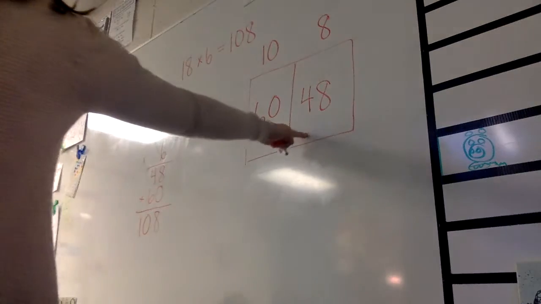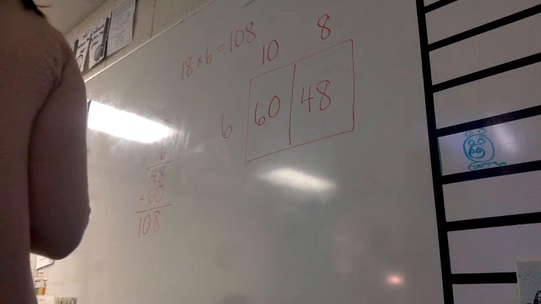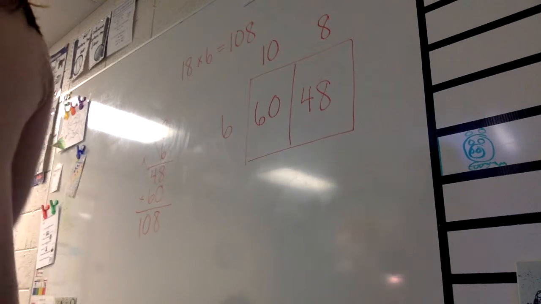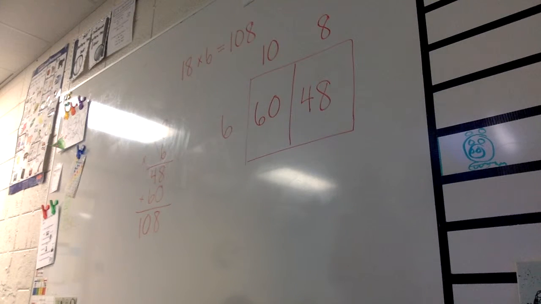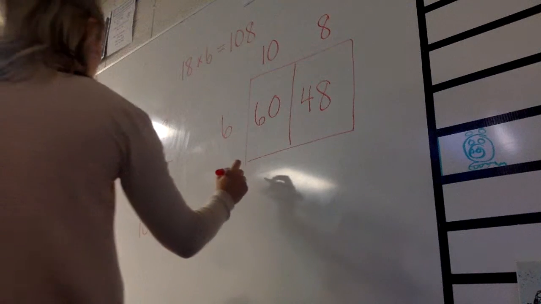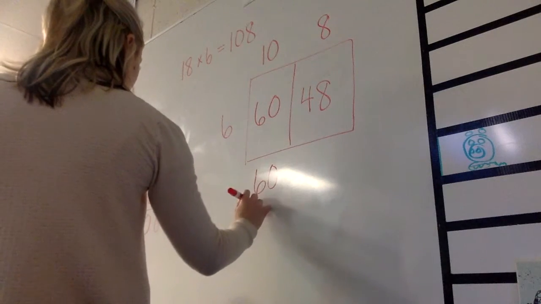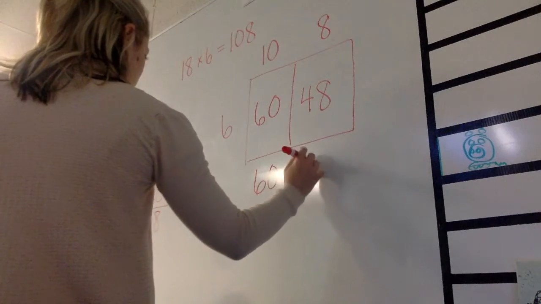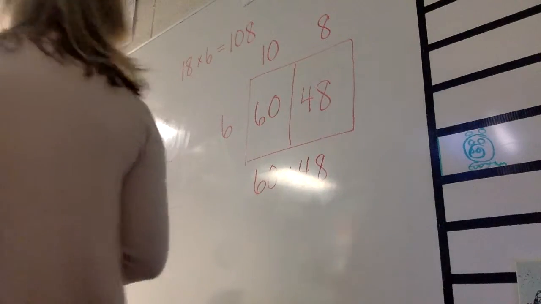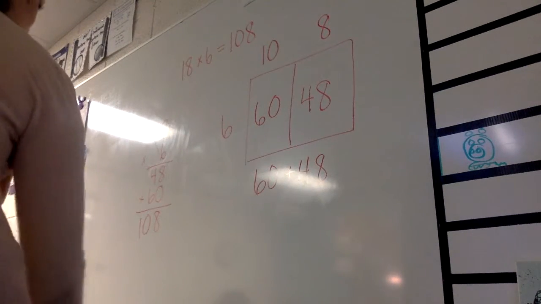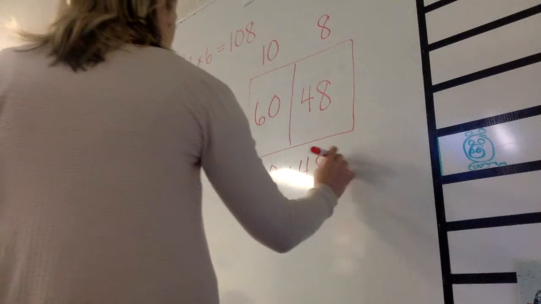What do I do with these two numbers in my area model once I have them? Put them all together. How do I put them all together? Add. I have to add them. Yeah, you could do that. Okay. So what is 60 plus 48?